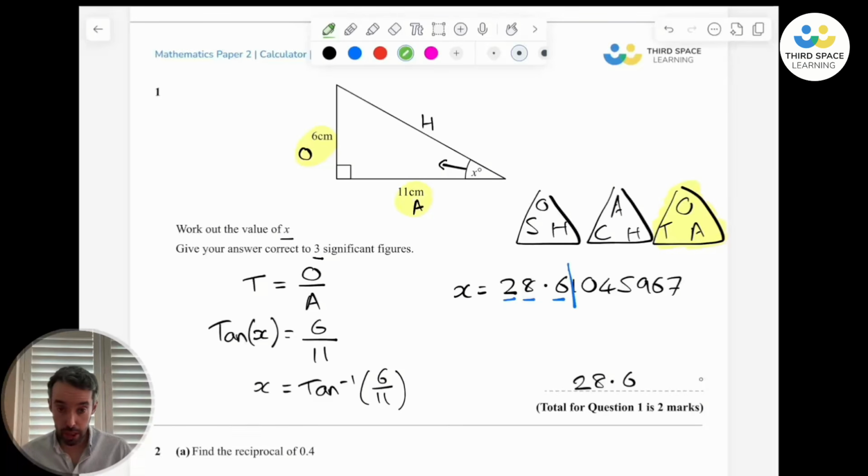Right, let's see where those marks come from. So we're going to get 1 mark for creating one of these trig equations. So it's going to be either one of these two. It's going to get you a mark. And then the final accuracy mark is for the final answer.